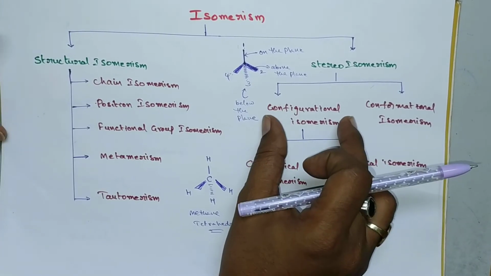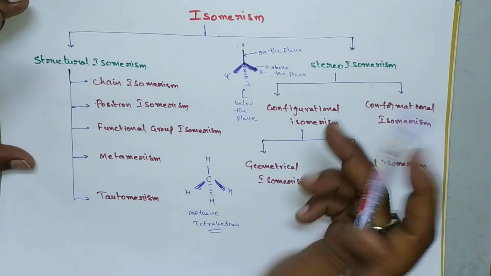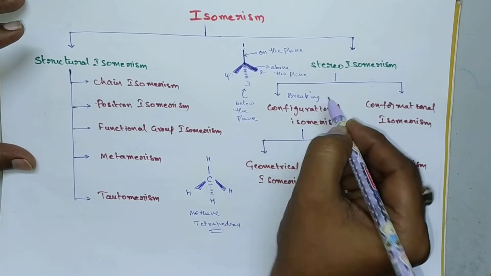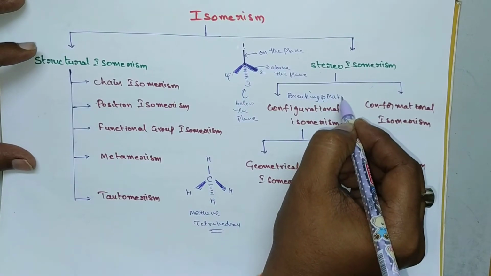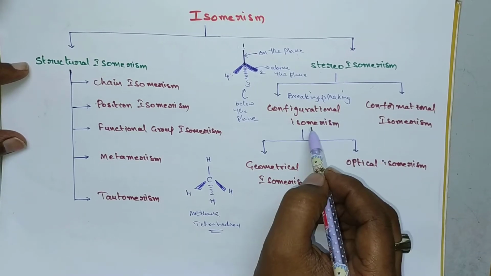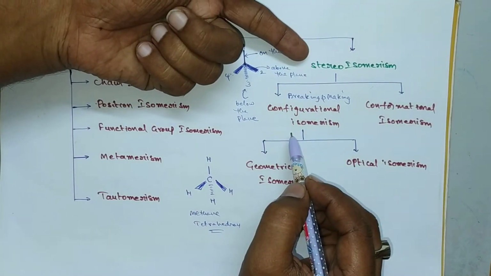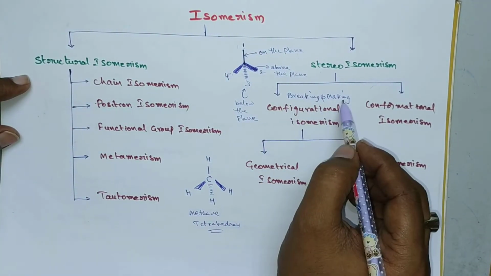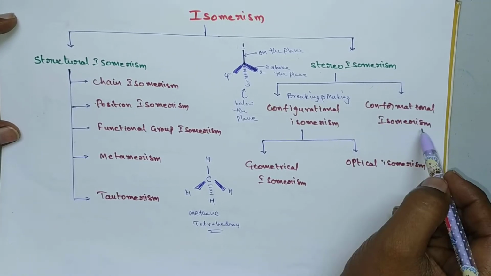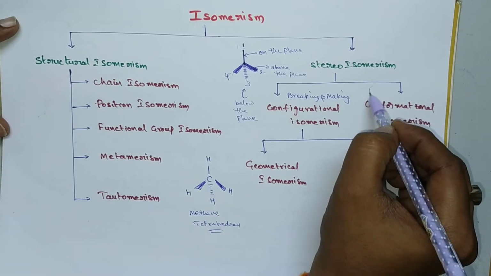Configurational isomerism is one type of stereoisomerism which arises due to breaking and making of bonds, whereas conformational isomerism arises due to rotation of bonds.